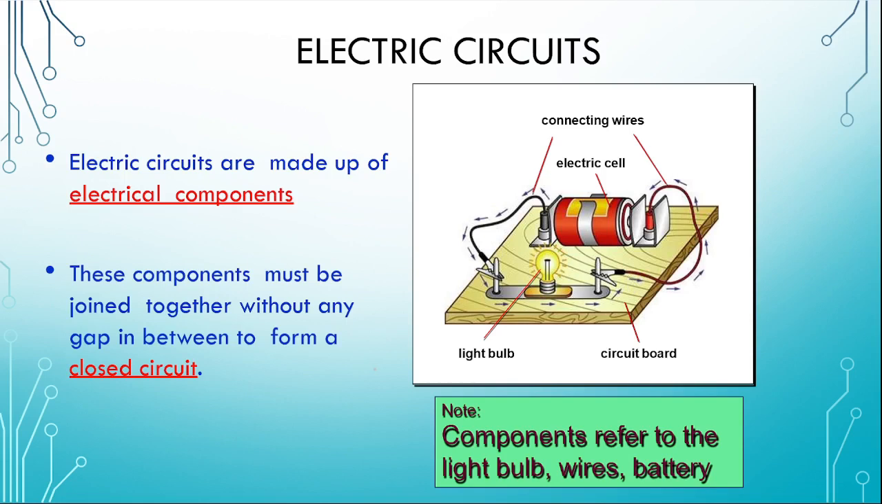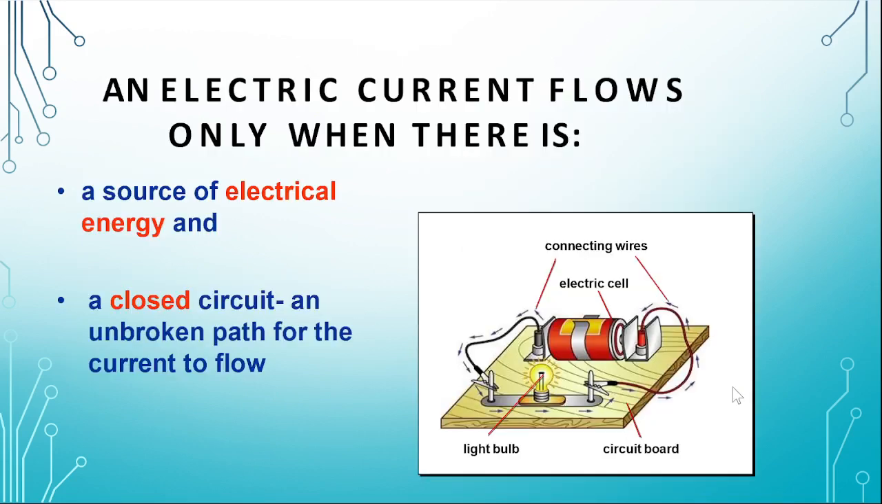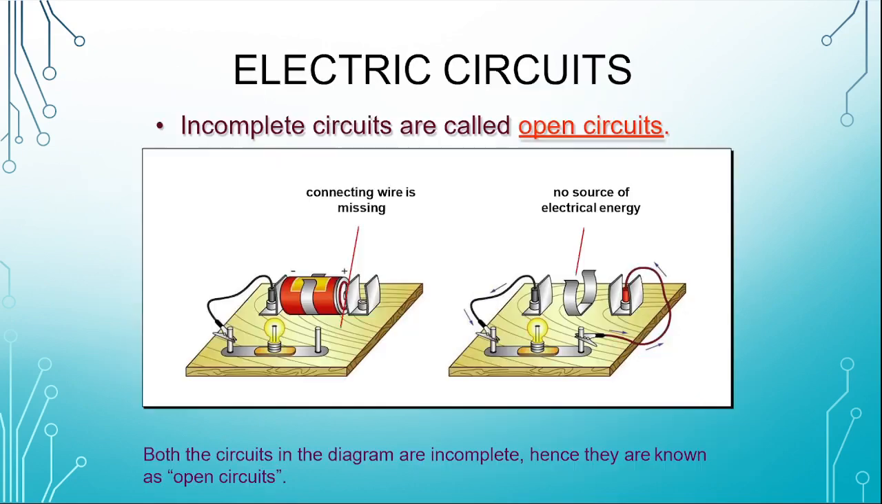So electric circuits are made up of electrical components, which are nothing but the light bulb or the device, the conducting wires, and the electric cell. And it has to be a closed circuit for charges to flow. An electric current flows only when there is, first of all, a source of electric energy, which should be the electric cell, and a closed circuit or an unbroken path, which is very, very important.